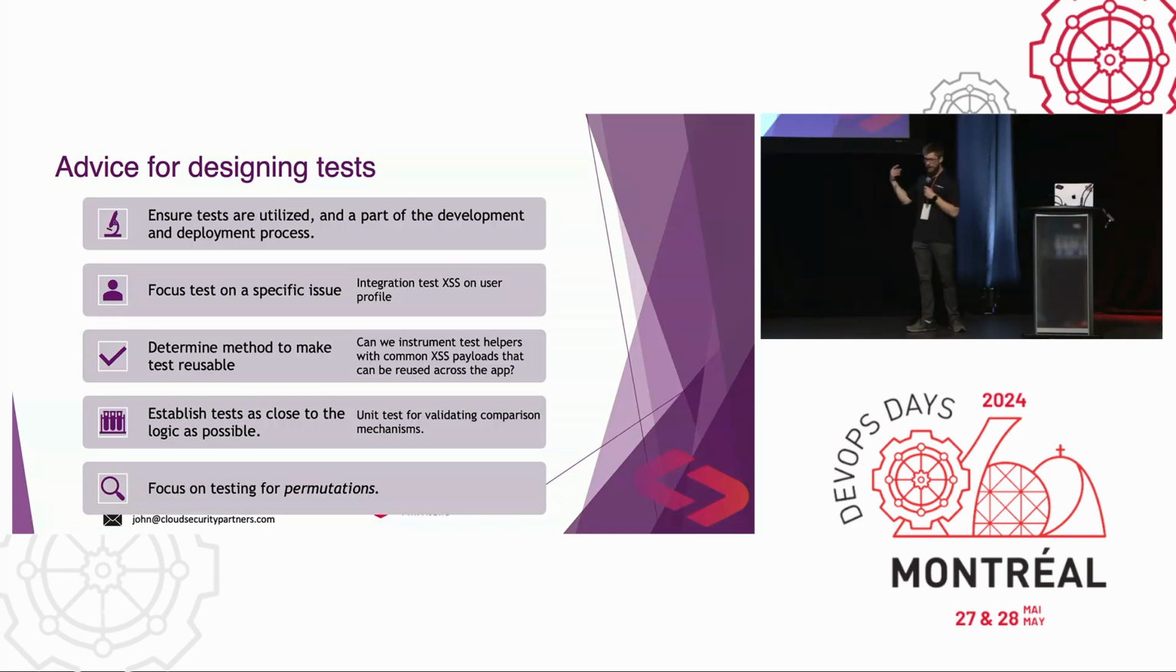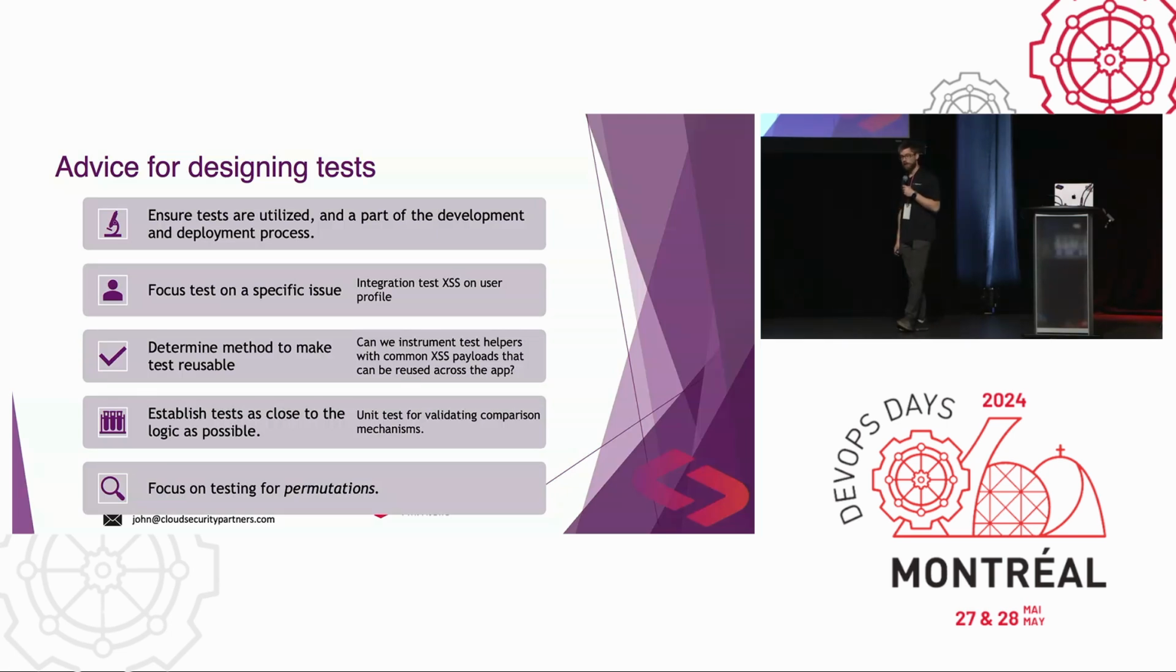And then we can get more and more fancy. We can determine ways to make the tests more reusable. So once we have a test to test for cross-site scripting, we can build out a specific harness for that, and we can use it through different areas of our application. We don't need to write the same test case 20 times.